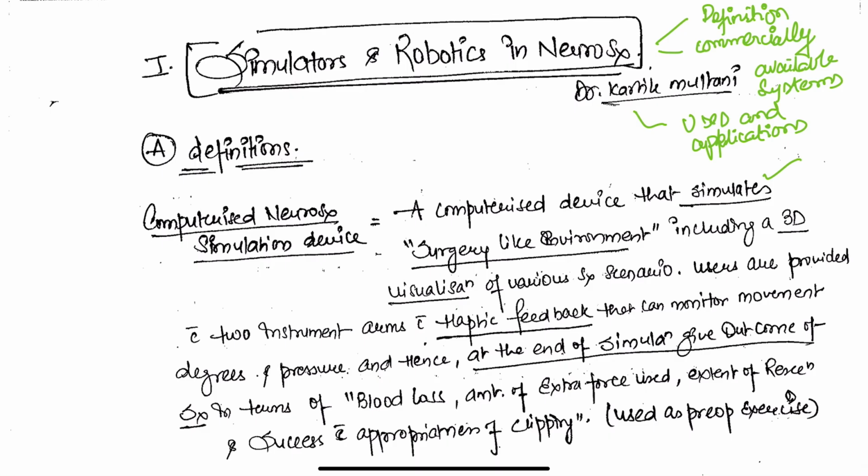So now, before going to an actual surgery, if we can simulate the environment of the surgery so that a person is trained in that environment, that is what a simulator does. It gives a haptic feedback so that the person can monitor how he is performing the surgery, whether he is losing too much blood, whether he is applying too much force, how much he has resected, and what is the appropriateness of clipping during the surgery.